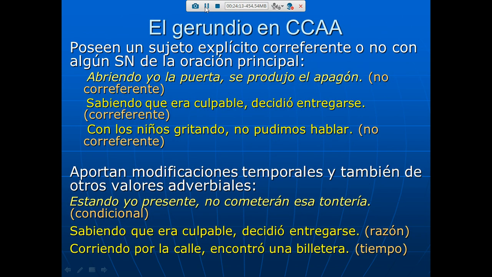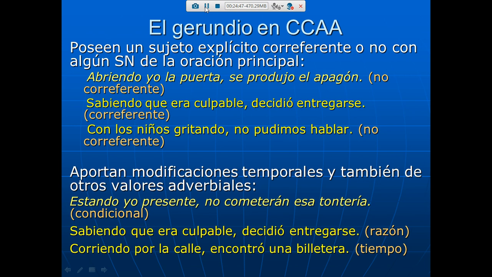Entonces, las construcciones absolutas poseen un sujeto explícito, que es correferente o no con el sintagma nominal de la oración principal. Acá hay una diferencia con inglés. En inglés, in the case of absolute constructions, the subjects are always non-correferential. In Spanish, they can be correferential or not. Abriendo yo la puerta, se produjo el apagón, no correferente. Sabiendo que era culpable, decidió entregarse. Correferente. O sea, él o ella sabía que era culpable, él o ella decidió entregarse.